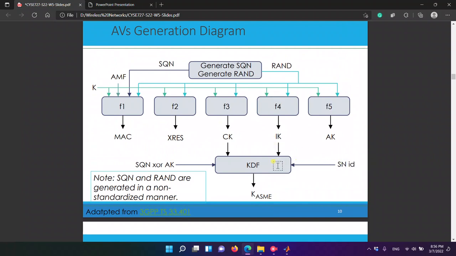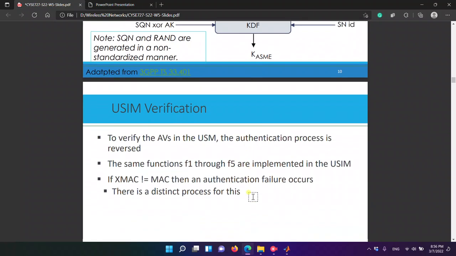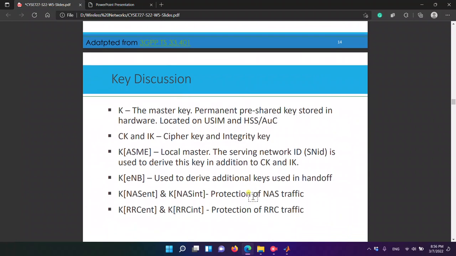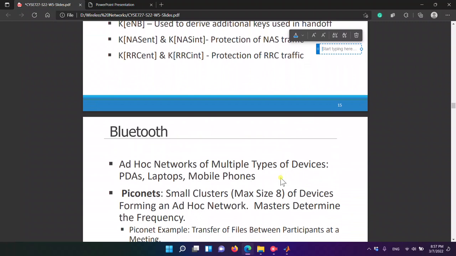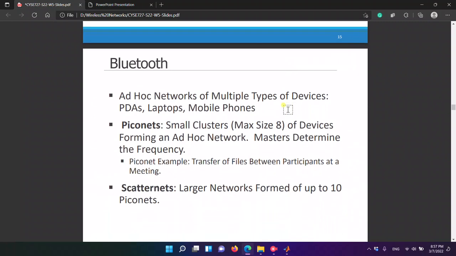So we have the cipher key, integrity key, and the server network ID, and the sequence number XORed with the anonymity key create the local master key. The K of the evolution node B is used to derive additional keys used in handoff. The K NAS enc and K NAS int are for protection of NAS traffic, and the K RRC keys are for protection of RRC traffic.